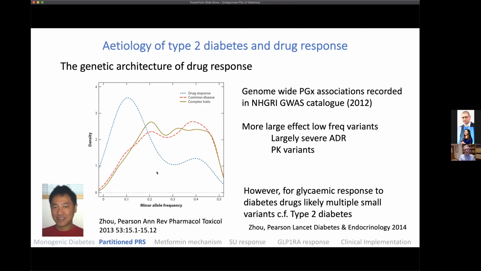When we come to think around type 2 diabetes drug response, it's very much more likely to follow the architecture of common disease or type 2 diabetes. So we're looking for relatively small effects and probably hundreds or thousands of small effect variants that will alter response to diabetes drugs.